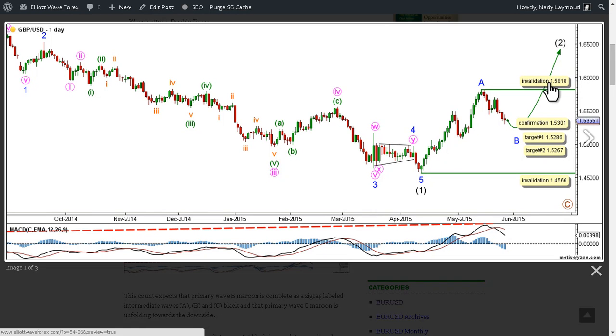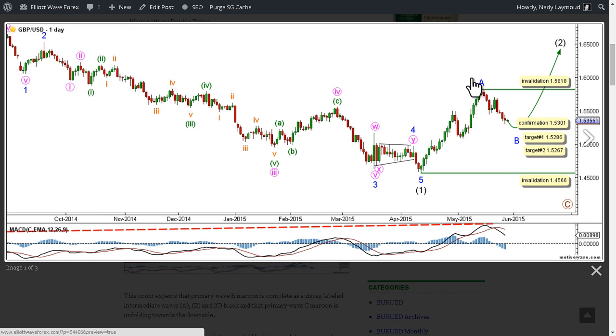This count would be invalidated by movement above 1.5818, as within wave B blue, no X wave may retrace more than 100% the length of a W wave within a double zigzag. As well, this count would be invalidated by movement below 1.4566, as wave B blue may not retrace more than 100% the length of wave A blue.